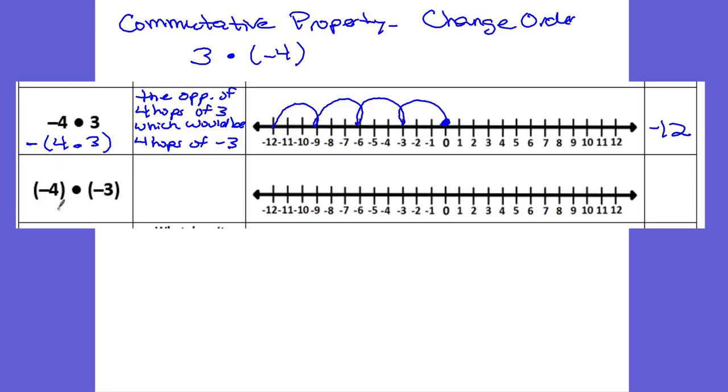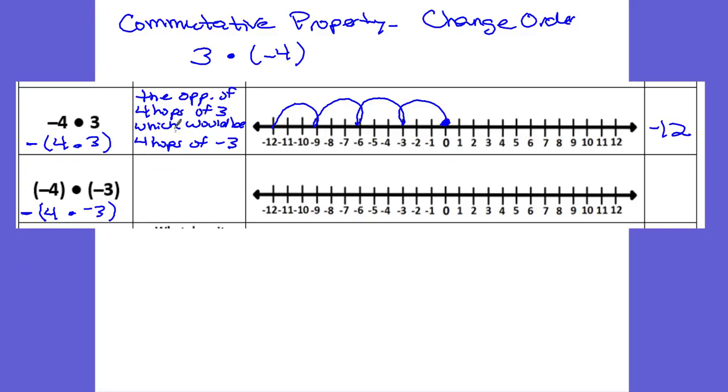Our last example is negative 4 times negative 3. Okay, you cannot use the commutative property because when you switch it, it would be negative 3 times negative 4, and you would still have a negative number of groups, which we can't do. So we're going to do what we did above here, and we're going to take the opposite. We're going to take out this negative from our number of groups, and we're going to call it the opposite of, and then in parentheses, 4 groups of negative 3.